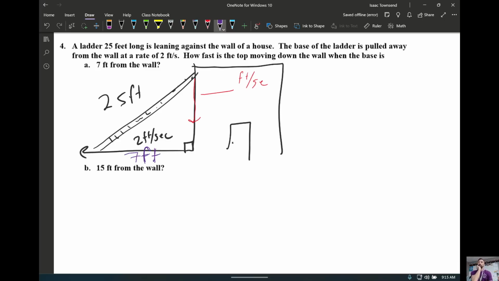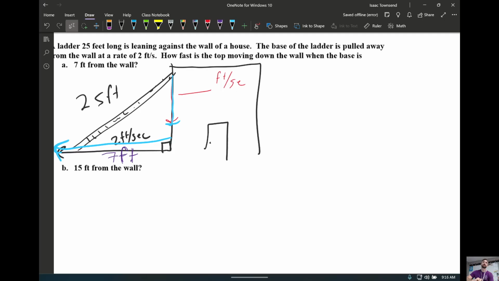Okay, so picture was probably optional on the whole front page. Picture is not so optional on this page. Here's my ladder, 25 feet. It's leaning against a building. I can see it's being pulled this way. I like to put an arrow there so I remember. I'm trying to figure out this rate. How fast is it falling down the side of the building at this time when the base is 7 feet away? So now that you have the picture in front of you, what's the geometry shape you think they want us to use?